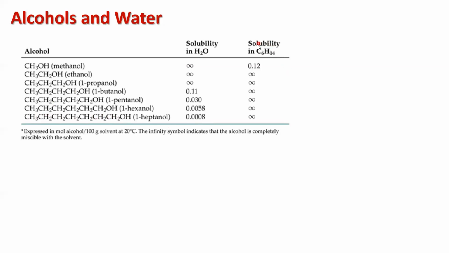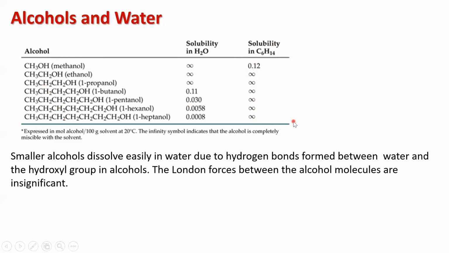Now, C6H14, okay, this is a nonpolar solvent. It's called hexane or cyclohexane. Well, if this is nonpolar and like dissolves like, well, methanol only marginally dissolves in cyclohexane. But as we go down these alcohols, the structure is becoming more and more nonpolar, and the alcohol is becoming more and more soluble in the nonpolar solvent.